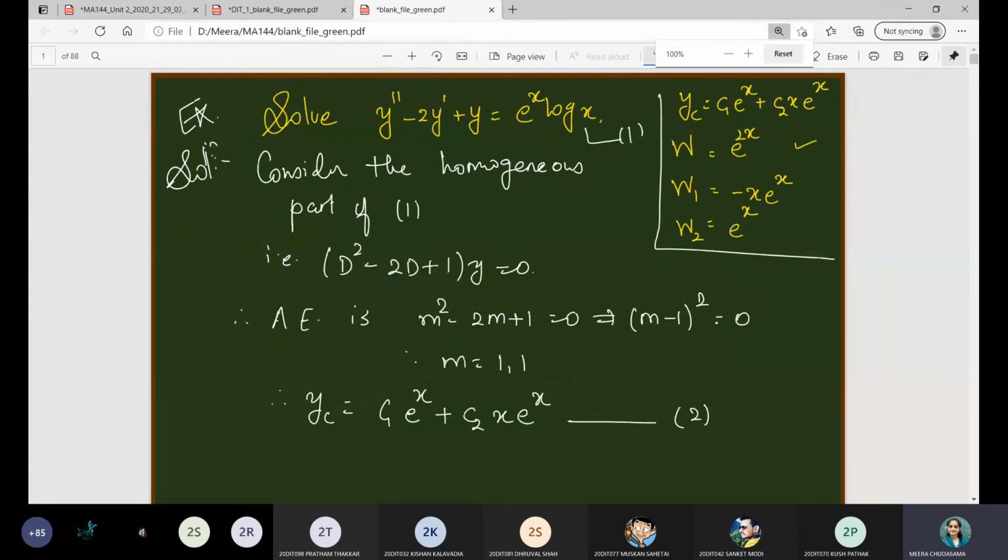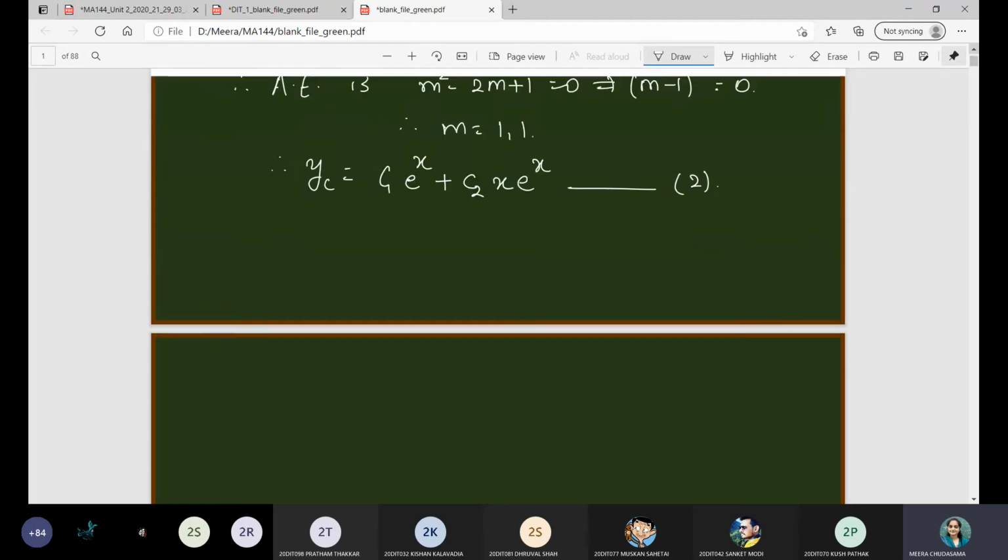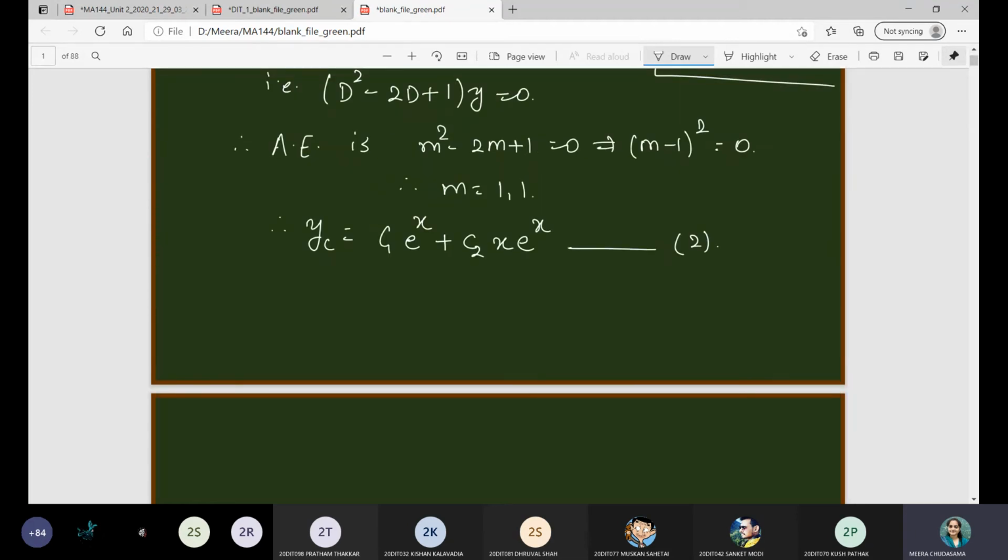Now to compute the particular integral, we need the Wronskian as well as W1, W2 and so on. And for that I need to consider y1 and y2. So let us consider y1 of x, which is the solution function involving the complementary function, that is e raised to x, and y2 of x, which is the other function involved in the complementary function, that is x e raised to x, right?